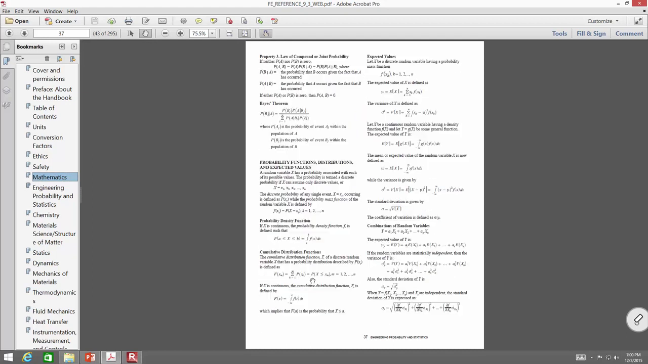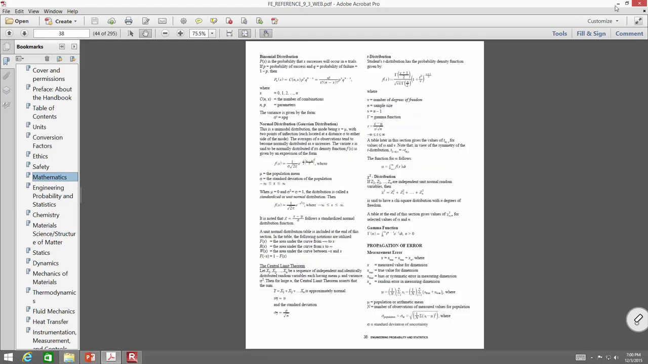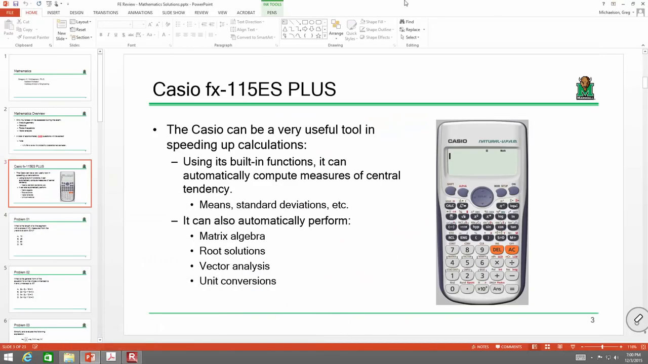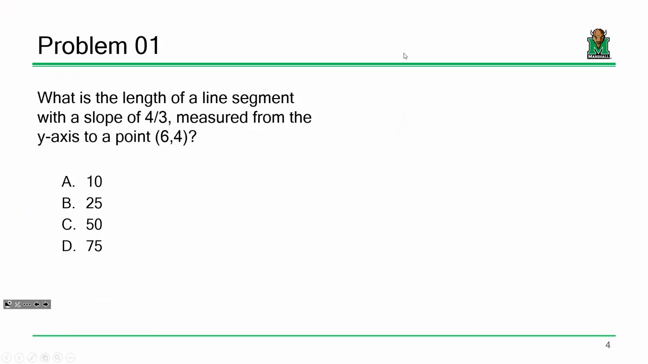And then probability and statistics, which I think I'm going to hold off because after our review tonight, it's going to be pretty late, and I think we'll just hold off probability and statistics for another day. Sound good? All right.